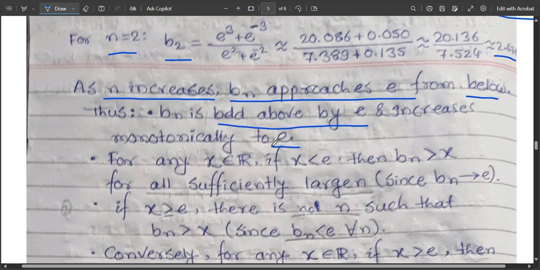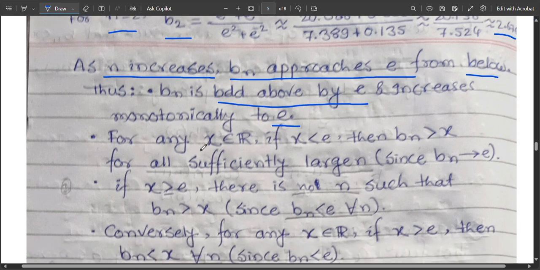It is increasing monotonically to e. Till e, it keeps increasing. For any x from R, if x is less than e, then Bn is always more than x for all sufficiently large n, for all the large values of n.